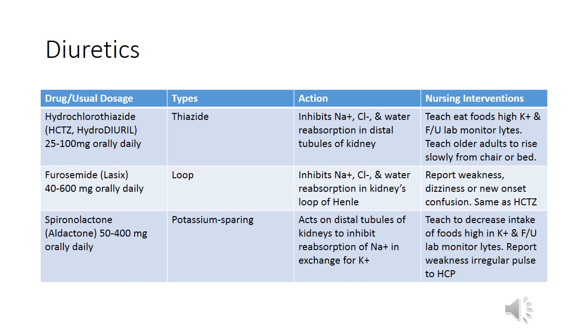Teach men that they may experience decreased libido and decreased sexual performance when taking thiazides. Thiazides should be used with caution in patients with diabetes mellitus because they can interfere with serum glucose levels. Caution is also indicated for patients with gout or a history of significant hyponatremia because these problems can worsen when thiazides are taken.